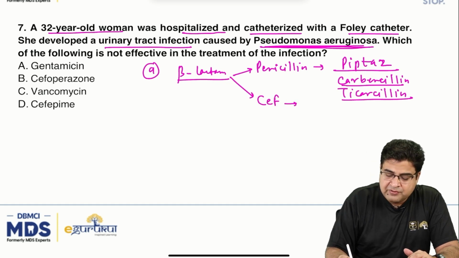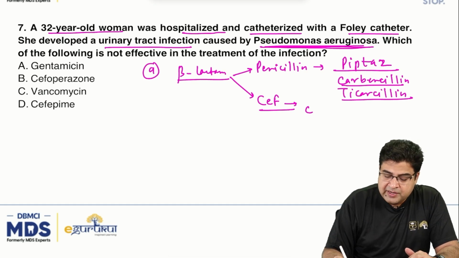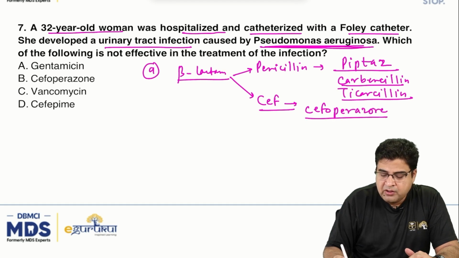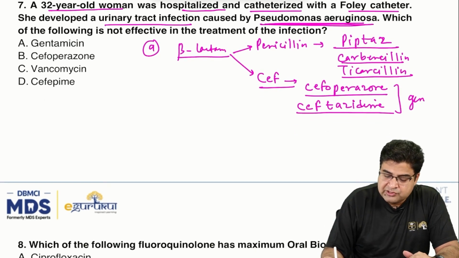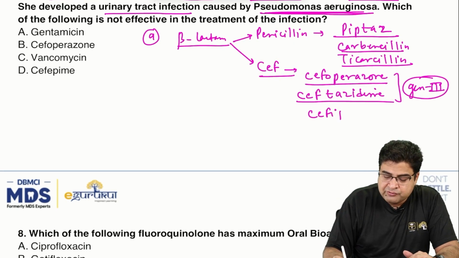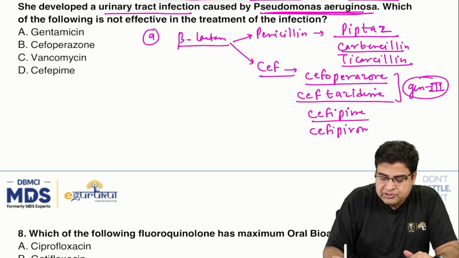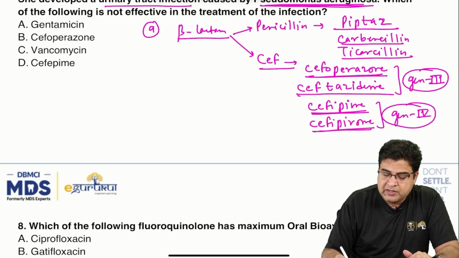We also have some cephalosporins which are useful for Pseudomonas. Medicines are cefoperazone and ceftazidime. These are the generation 3 cephalosporins, and these 2 medicines are useful. And all the medicines of generation 4, like cefepime and cefpirome. There are only 2 medicines which come under generation 4. So generation 4 medicines and generation 3 medicines: cefepime, cefpirome, cefoperazone, ceftazidime.